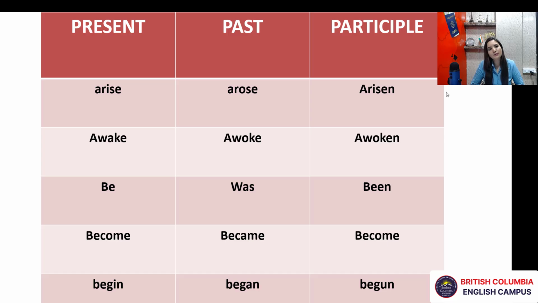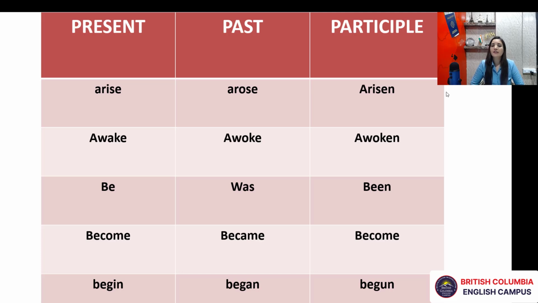And the past form of the word awake is awoke. I woke up at 10:30 today. And the participle form of this verb is awoken. So I was awoken by a really bad noise in the building. So this is how you use the words awake, awoke, and awoken.